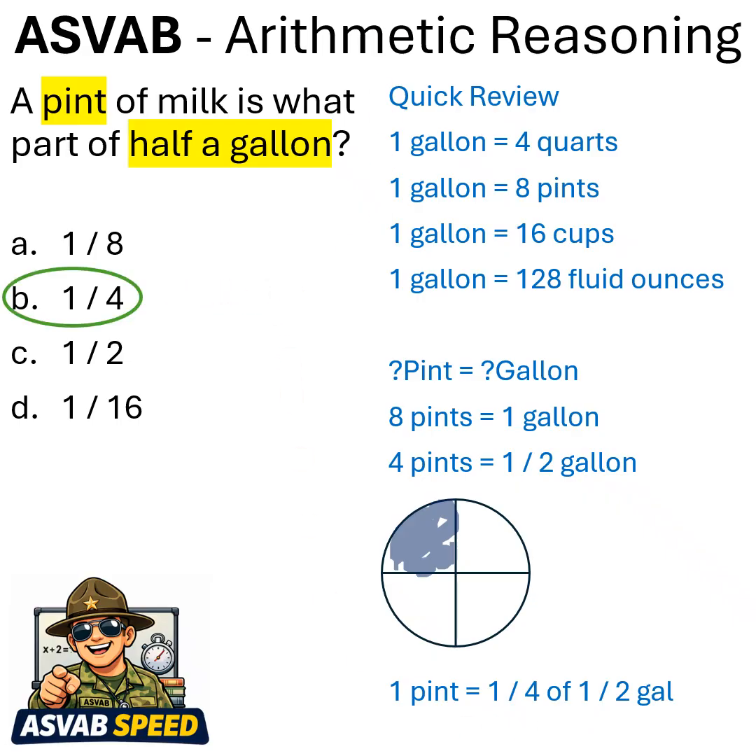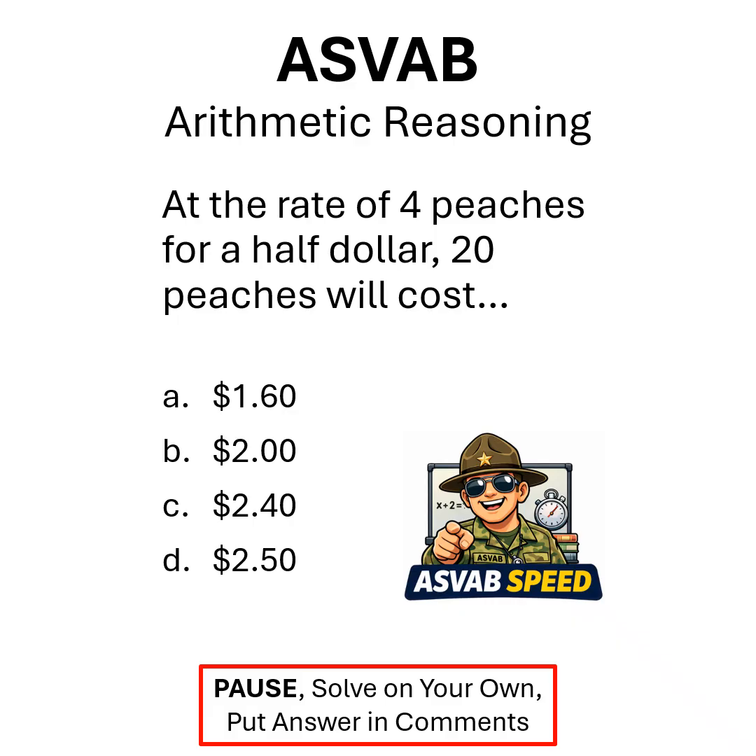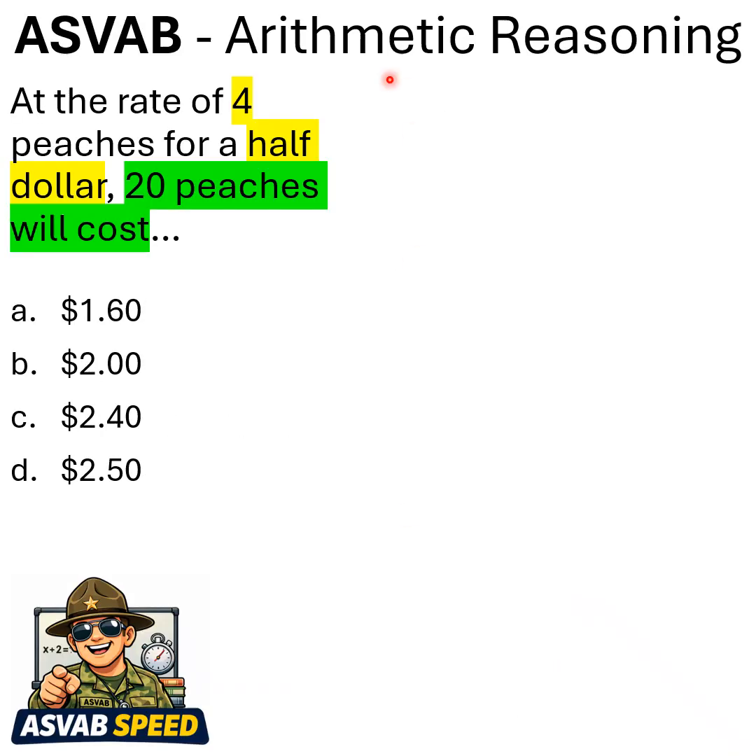Thanks for watching. Arithmetic reasoning. At the rate of 4 peaches for a $1/2, 20 peaches will cost what? Remember to pause, solve on your own, put answer in the comments. Let's begin. What's important? 4 peaches equals a $1/2, and we're trying to answer for 20 peaches.